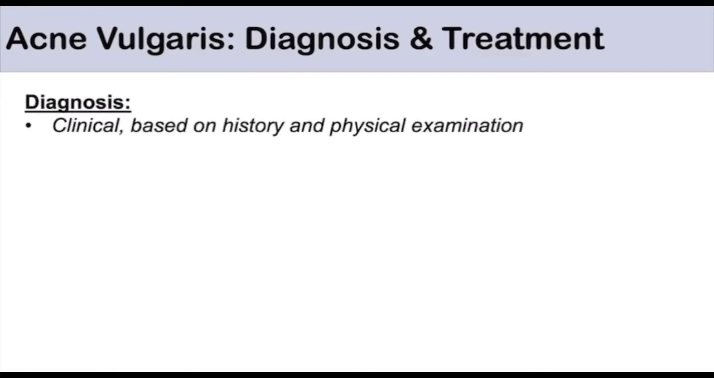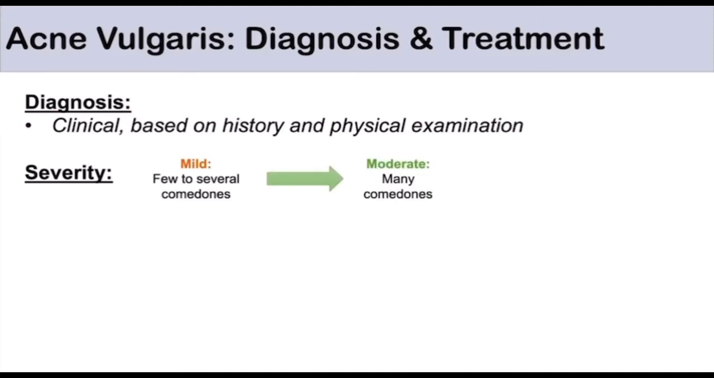The diagnosis of acne is a clinical one. It's based on history and physical examination. Severity of acne is important. We have to determine the severity of acne in order to determine the proper treatment for acne. Severity can be mild, where there's few to several comedones. It can be moderate. Moderate is many comedones, so can be more than several, so it could be 4 or more. And severe is when there's widespread nodulocystic, so there's nodules that we've talked about, very aggressive lesions that cause scarring.